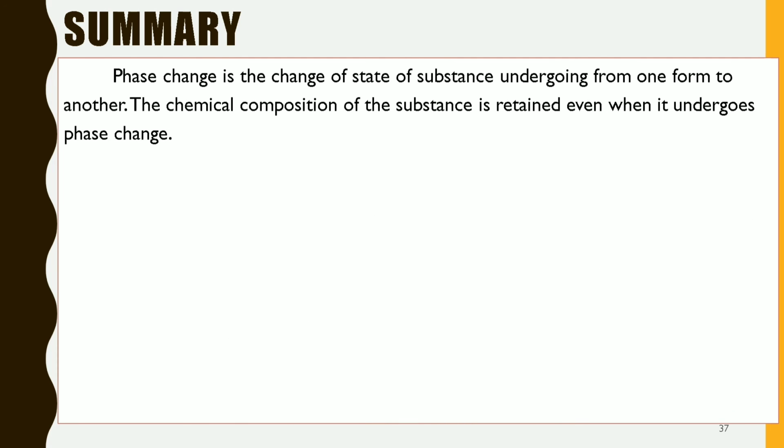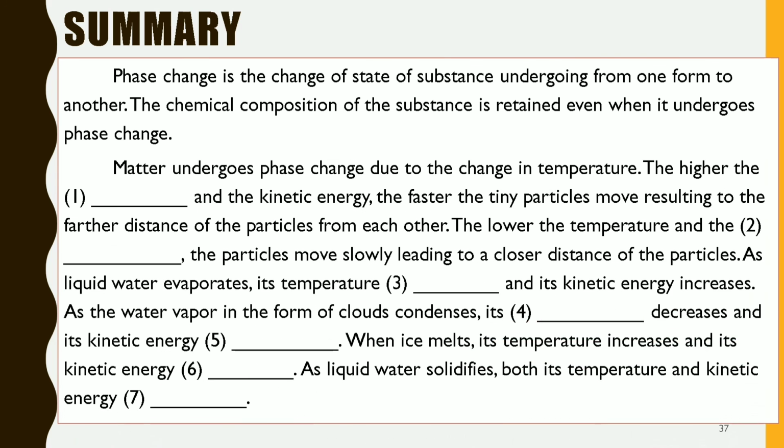Phase change is the change of state of substance undergoing from one form to another. The chemical composition of the substance is retained even when it undergoes phase change. Matter undergoes phase change due to the change in temperature.